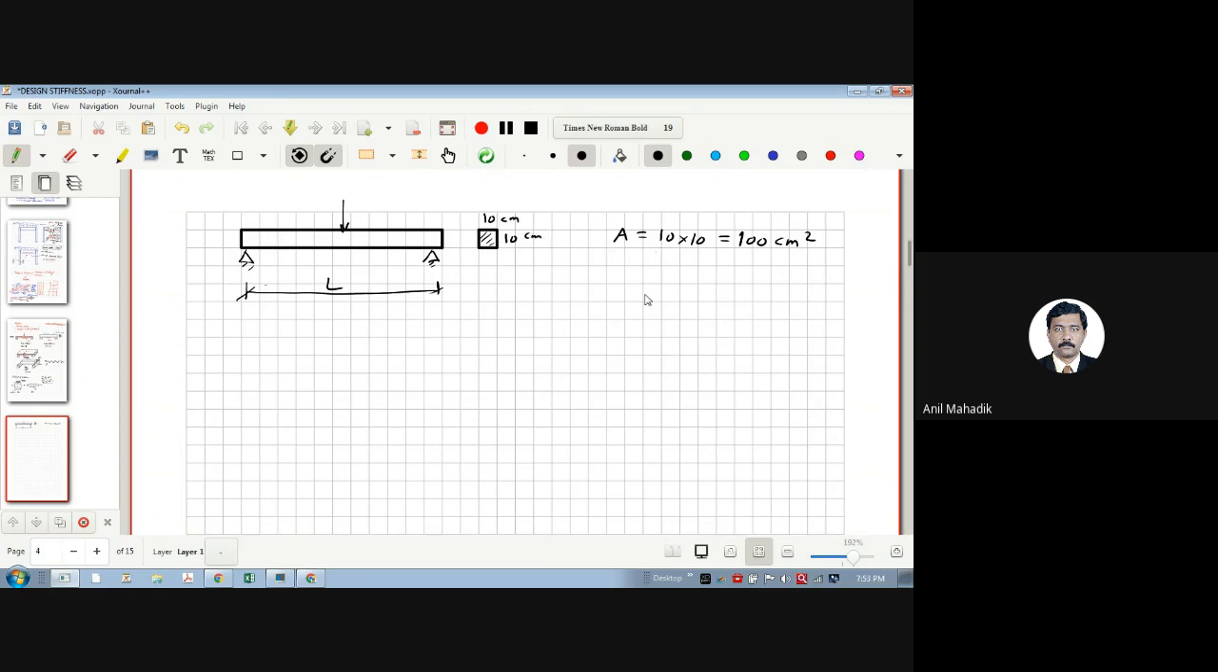Now what will be the moment of inertia for this? For rectangular shapes, the formula is B D cube by 12. If this is B and this is D, direction is important, depending on how the load is applied. D depends on the load direction. So B D cube by 12 is 10 into 10 cube divided by 12, which is about 833 cm cube.